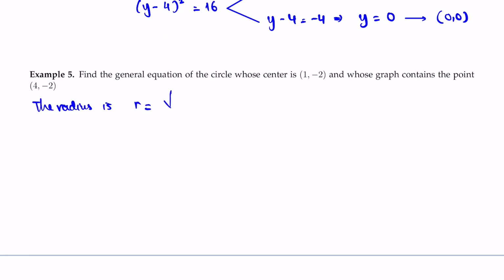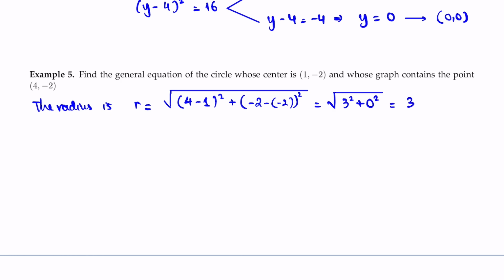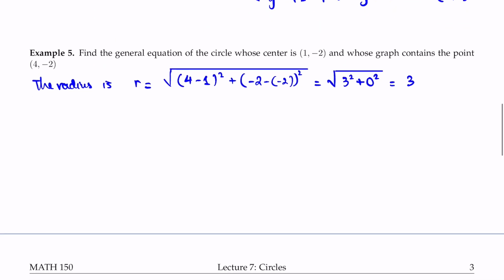So the radius is r equal to the square root of... Technically, you find the distance between the two given points. So you do (4 minus 1) squared plus (-2 minus -2) squared. So 4 minus 1 squared is 3 squared, and -2 minus -2 is 0. So you get the square root of 3 squared plus 0 squared, which is just 3. So you have the radius.